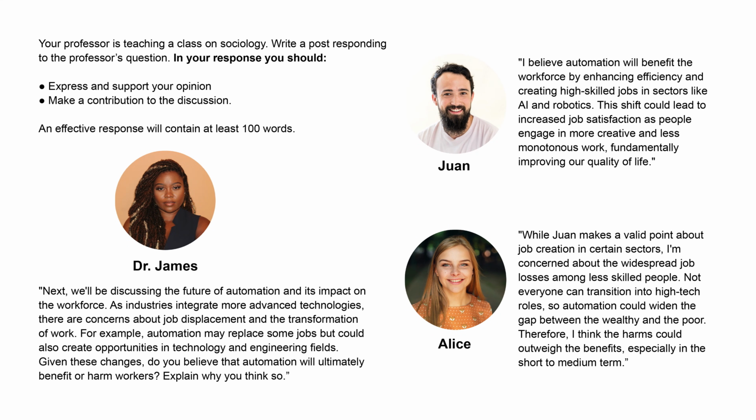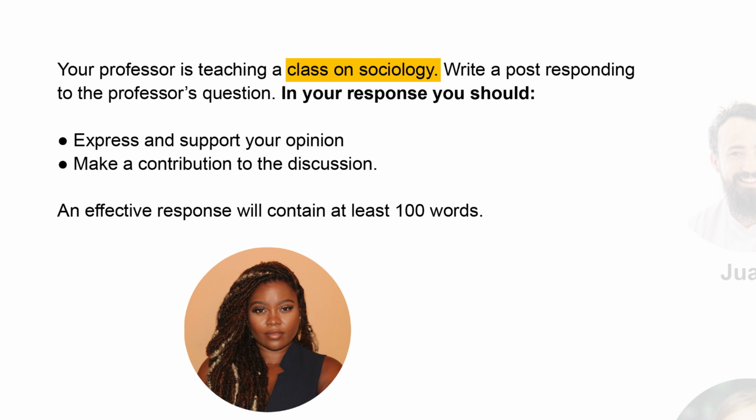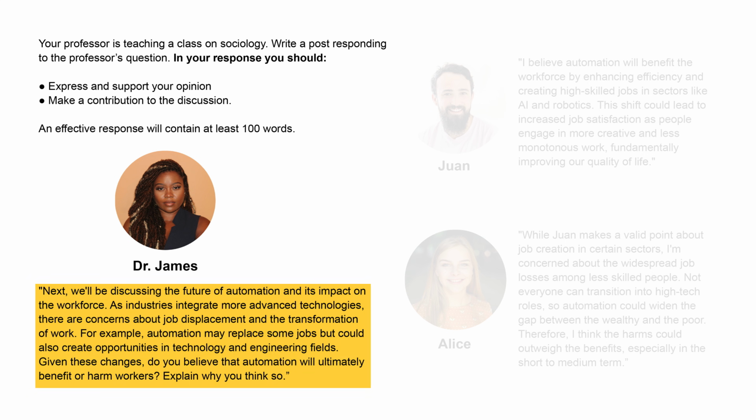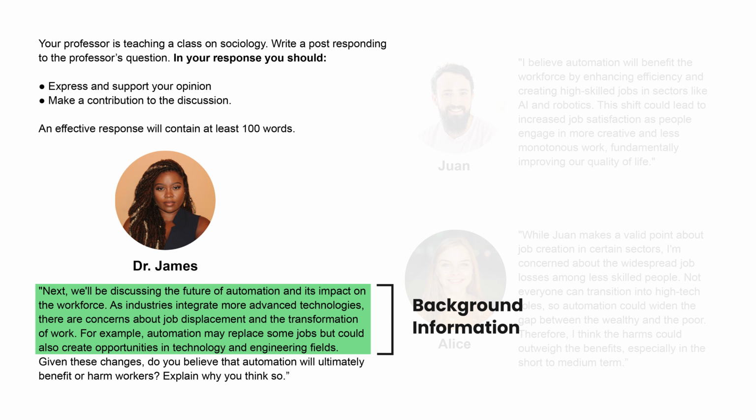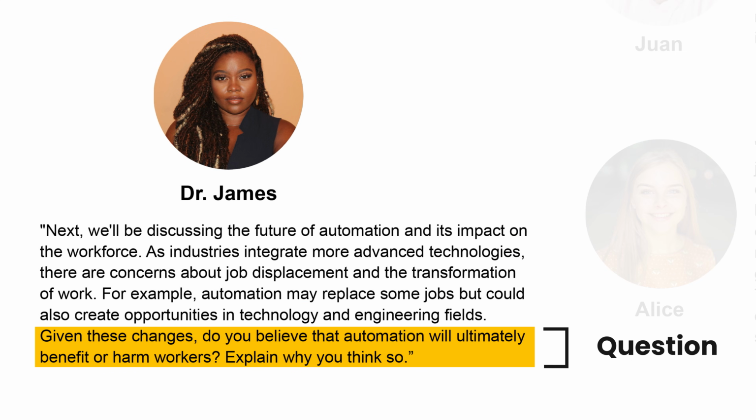Now let's get into the good stuff and actually look at an example and show you how to write for this response. So this is an example question here. When you see the question, you want to look at what class it is, so that'll give you some idea of the topic. And also you want to read what the teacher says. Basically, they're going to give some background information first and then give the question. The question here is, given these changes, do you believe that automation will ultimately benefit or harm workers? That's the question. Do you think it's going to benefit or harm workers?